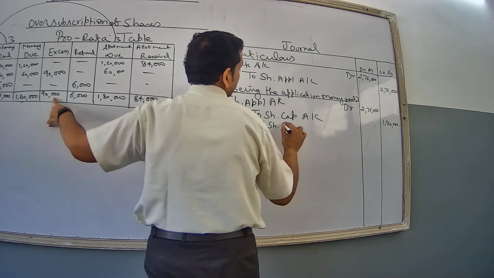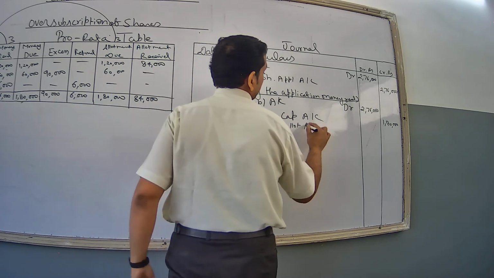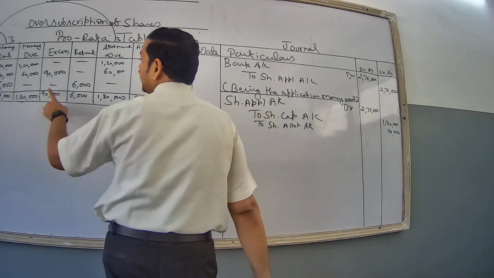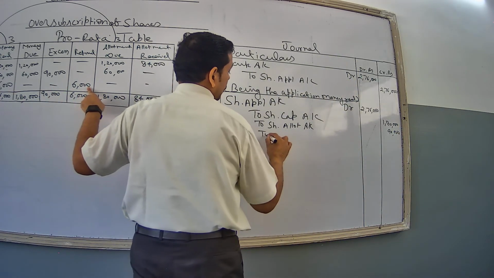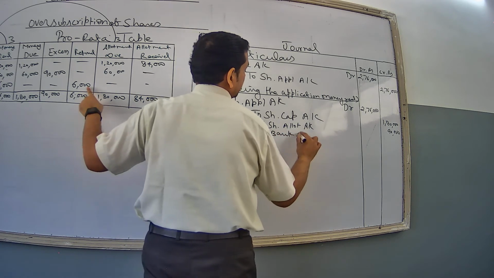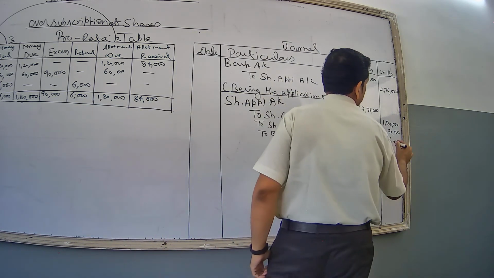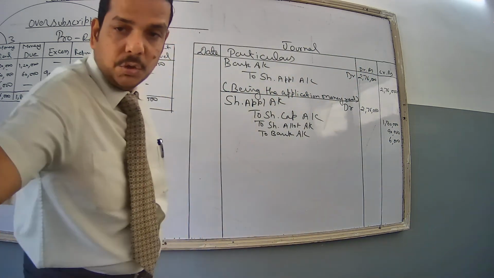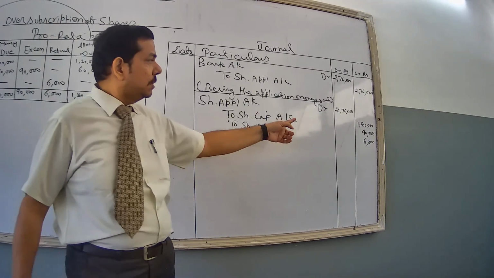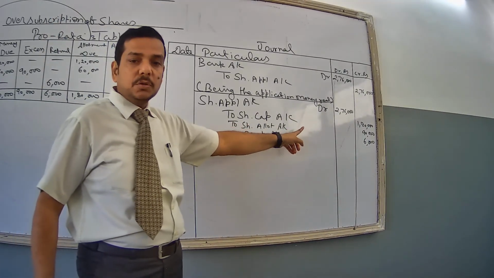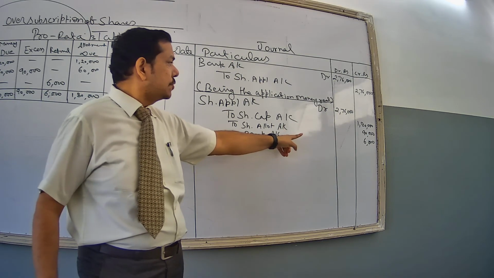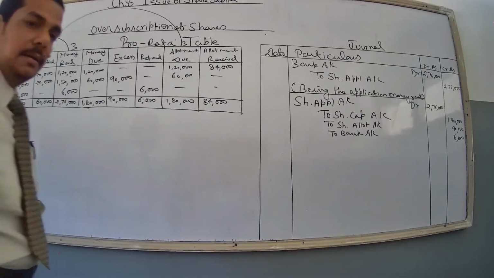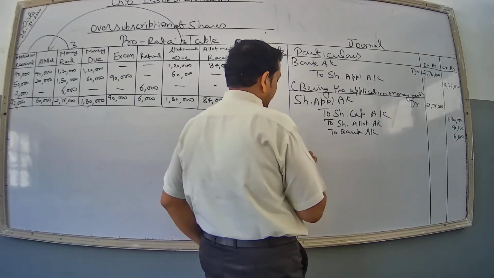So to share allotment 90,000. Clear? How much we have refunded? 6,000. So to bank account 6,000. See, your full 2,76,000 has been used. Out of 276, 180 belongs to share capital, 90 belongs to the allotment, and 6,000 is refunded to bank account. Clear? So here write the narration.